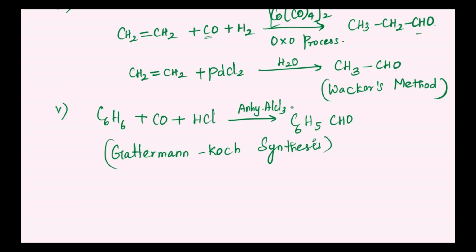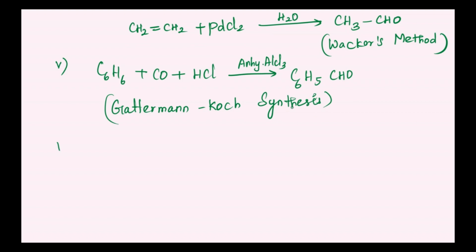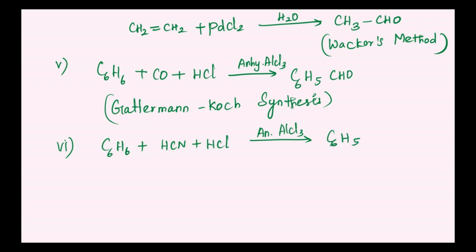I told you why we are using aluminium chloride, because that will act as a Lewis acid to prepare the electrophile. Aluminium chloride's empty orbital will be used. The next method to prepare aromatic aldehyde is the Gattermann aldehyde synthesis, where we are using benzene with HCN and HCl. Same thing, anhydrous AlCl3, which is producing C6H5CHO. This is Gattermann aldehyde synthesis. Sorry.